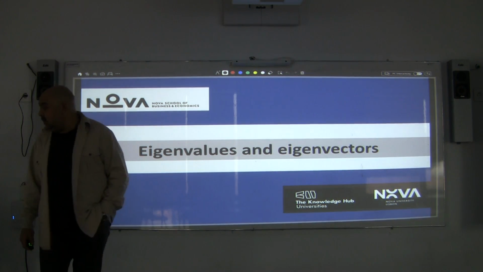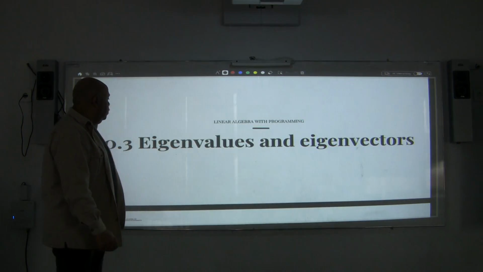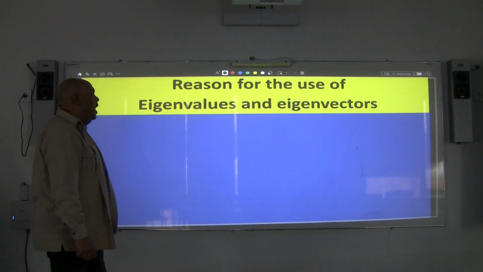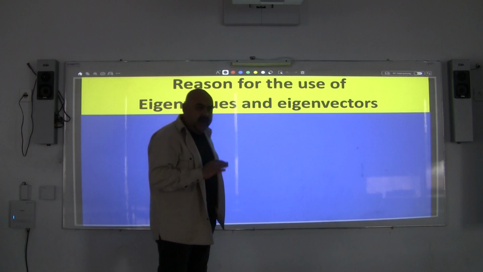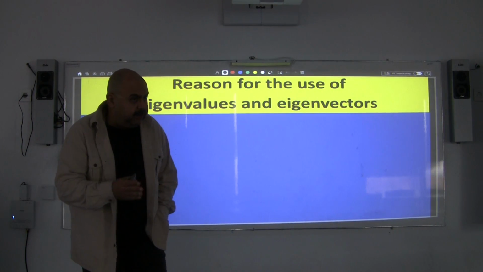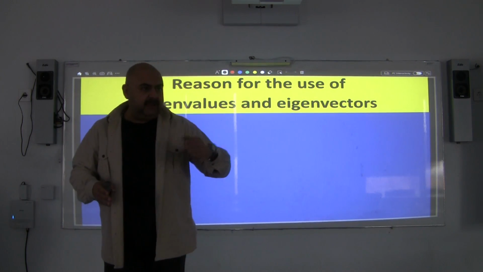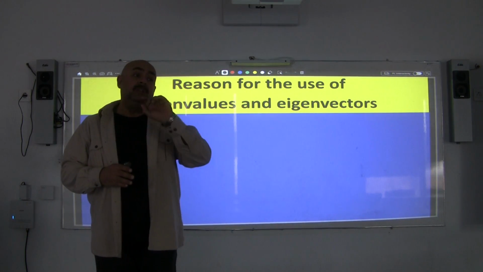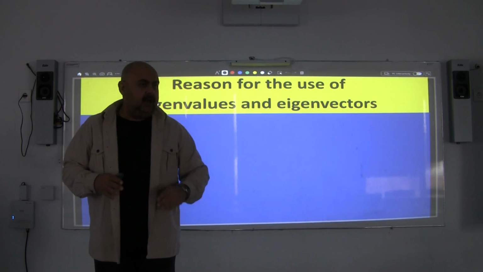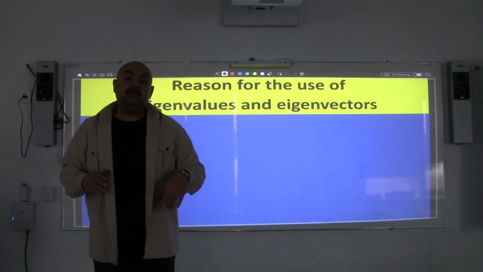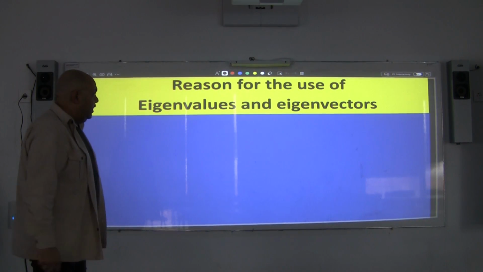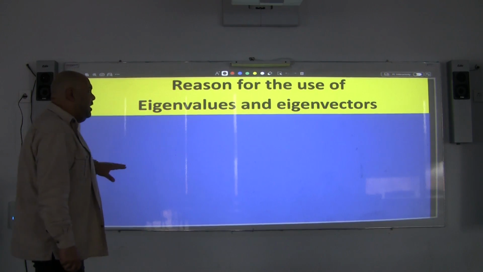For the eigenvalues and the eigenvectors, as I told you, we will start this part today. In the previous session, I showed you how to evaluate the eigenvalues and the eigenvectors from the characteristic equation. If you remember, you take the determinant of A minus lambda I, which means you subtract lambda from the elements of the principal diagonal. Then you expand your determinant, put it equal to 0, and solve.